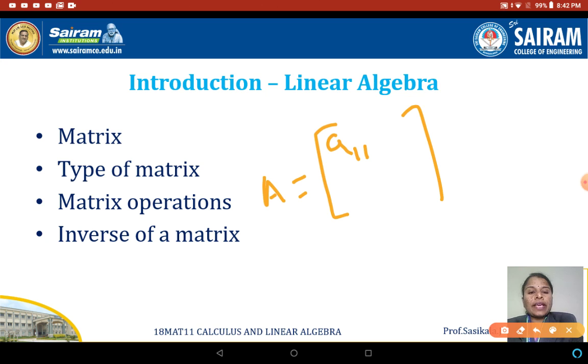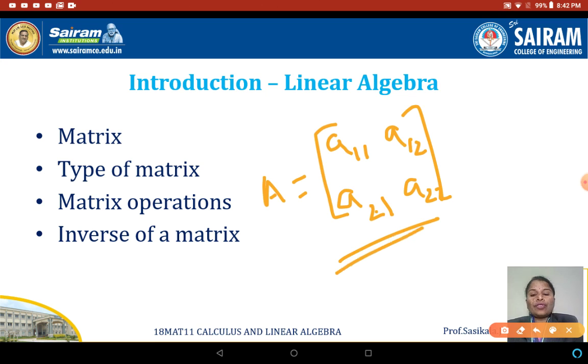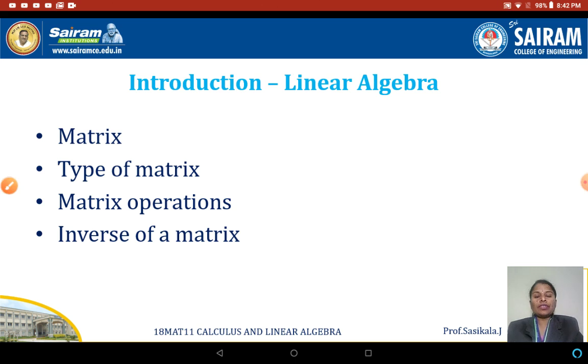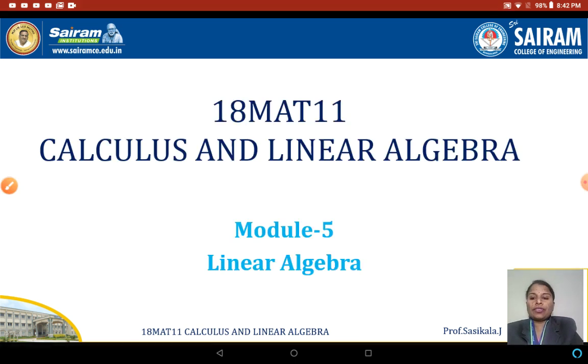The second element is in the first row, the same row, but in the second column. So it will be a12. Similarly, a21 is the second row, first column. And a22 is the second row, second column, right? So this is a simple 2 cross 2 matrix with the positions mentioned. These are all the basic things about the matrix you have learned, right?